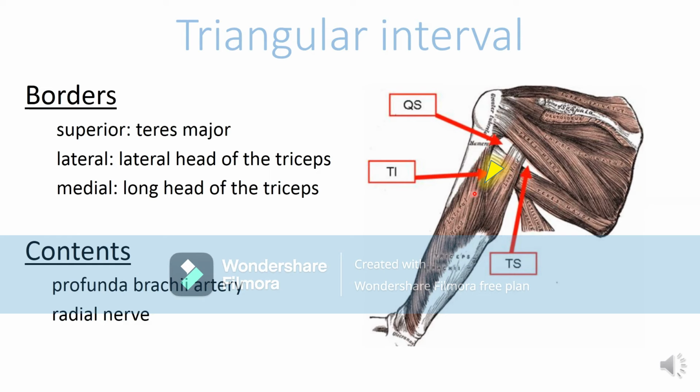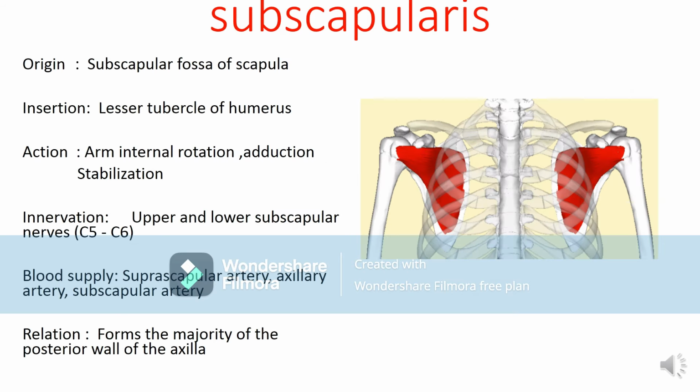The third space, and an important space, is the triangular interval. It is bordered by teres major from above, laterally by the lateral head of triceps, and medially by the long head of triceps. It contains the profunda brachii artery, which runs from the brachial artery, and the radial nerve.